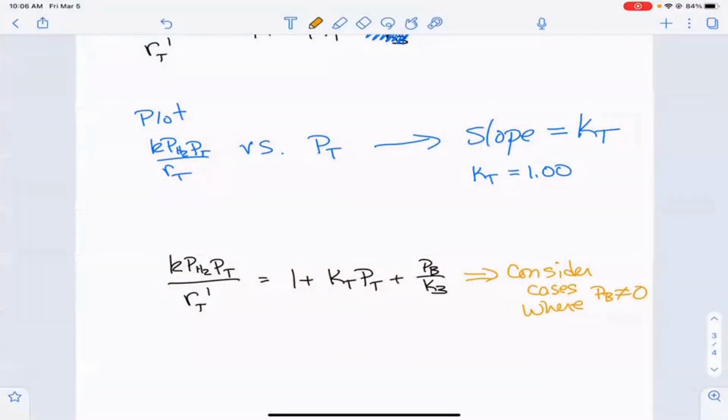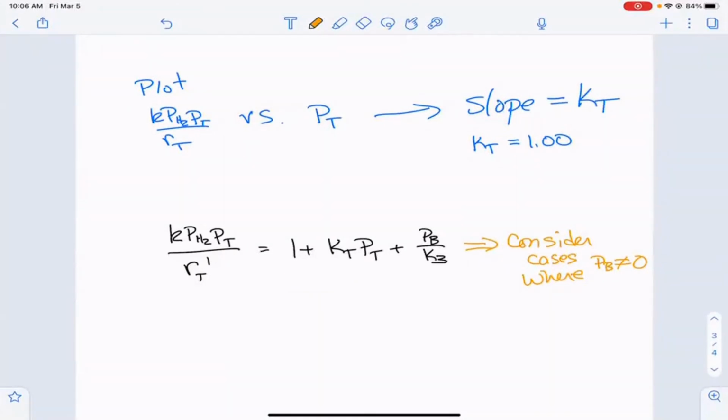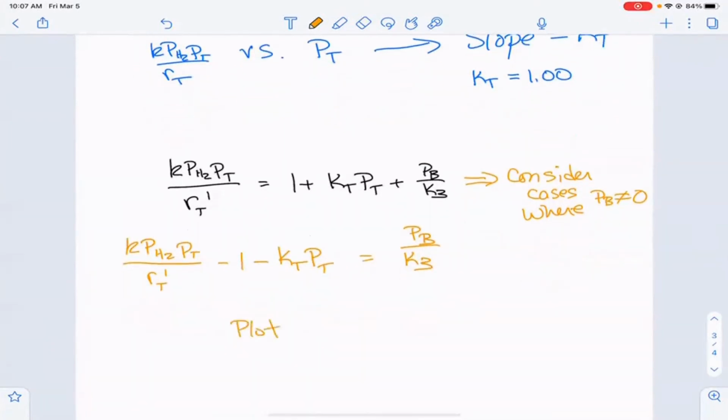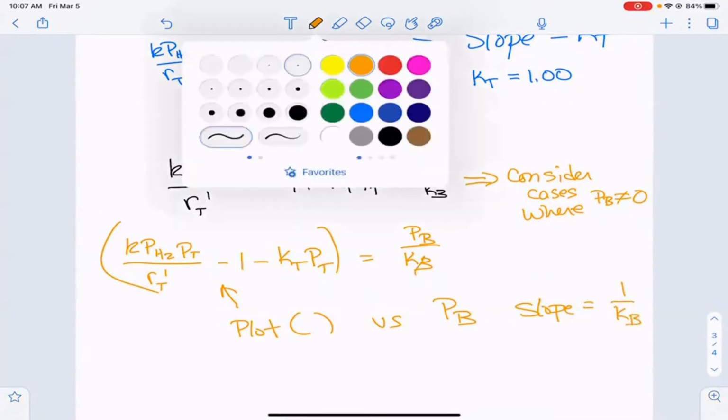Now, what are we going to plot? That's a good question. My suggestion here is to take K times the pressure of hydrogen toluene over RT prime, which are all measurable things or things we've already calculated, minus 1 minus KT times PT. And that's just equal to PB over KB. Now what we can do is plot this versus the pressure of B. And the slope of that line equals 1 over KB.